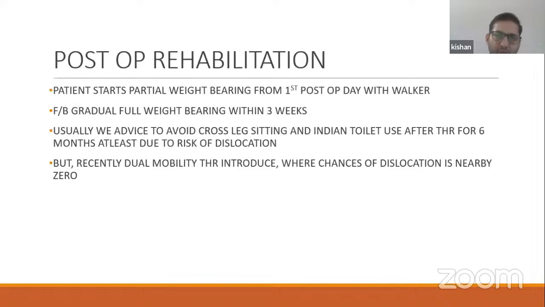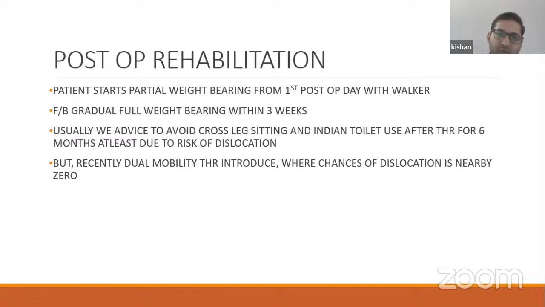So what is the post-op rehabilitation after total hip replacement? The patient starts partial weight bearing from the first post-op day with a walker, followed by gradual full weight bearing within 3 weeks. 3 weeks is the time that the femoral stem and acetabular cell start integrating with the bone. So we start full weight bearing with support within the 3 weeks period.